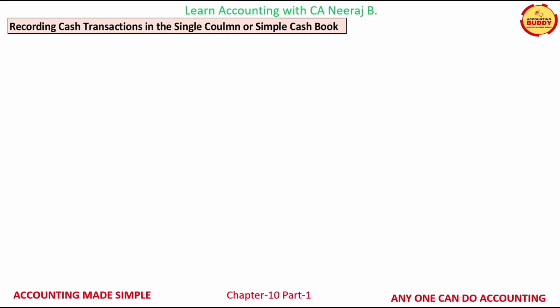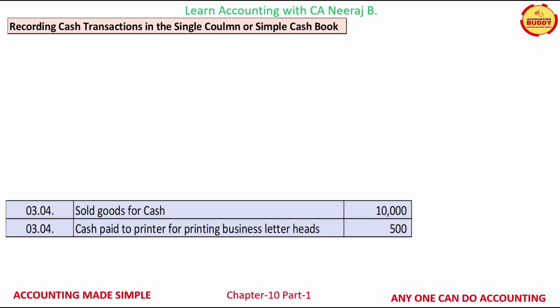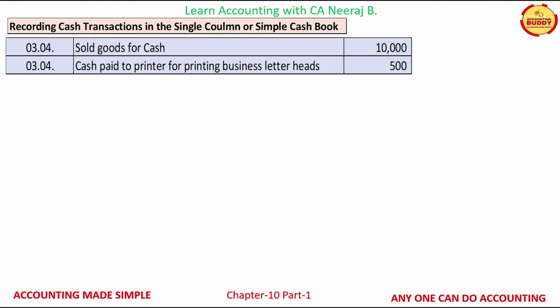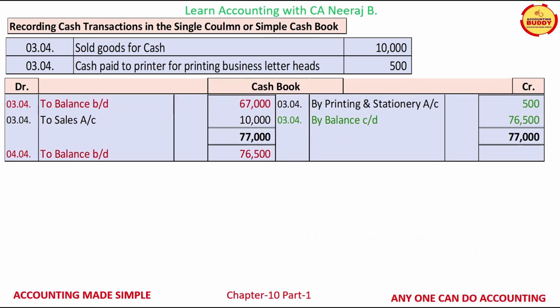In continuation to the previous slide, now the next set of cash transactions dated 3rd of April are appearing on your screen. Post recording of these transactions, the cash book will look like as appearing on your screen. On 3rd April, the closing balance of $67,000 of the previous day, that is 2nd April, will be written on the left hand debit side of the cash account by writing the words to balance brought down.